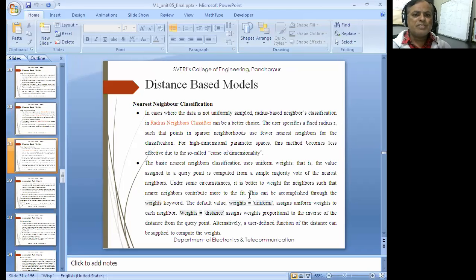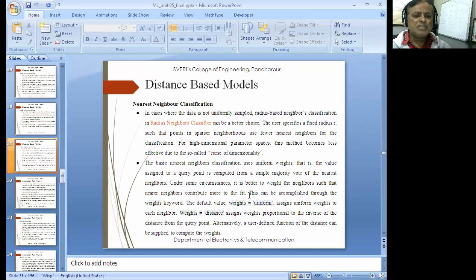Now a few more things related to the nearest neighbors. The data is not uniformly sampled as far as radius based neighbors classification is concerned. So the user specifies the radius. If you are going with the radius neighbor classifier, then we have to fix the radius r. But if you are going with the KNN classifier, we have to fix the value of k. That is what the thing is about. For high dimensional parameter spaces, this method becomes less effective due to the so-called curse of dimensionality.